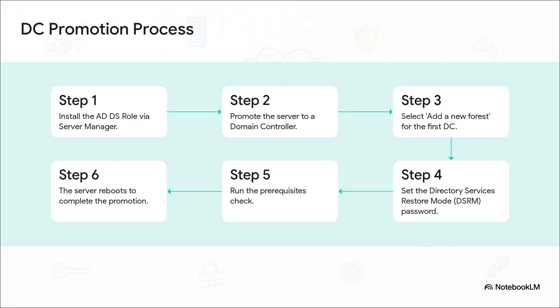After that, you walk through the promotion process. First, you install the role, then you promote the server. Now, for the very first DC, this is key, you're creating a brand new forest. You'll also set the DSRM, that's the Directory Services Restore Mode password. Seriously, this is your break glass in case of emergency access, so do not lose it. After our final check, the server reboots, and just like that, your new domain is up and running.